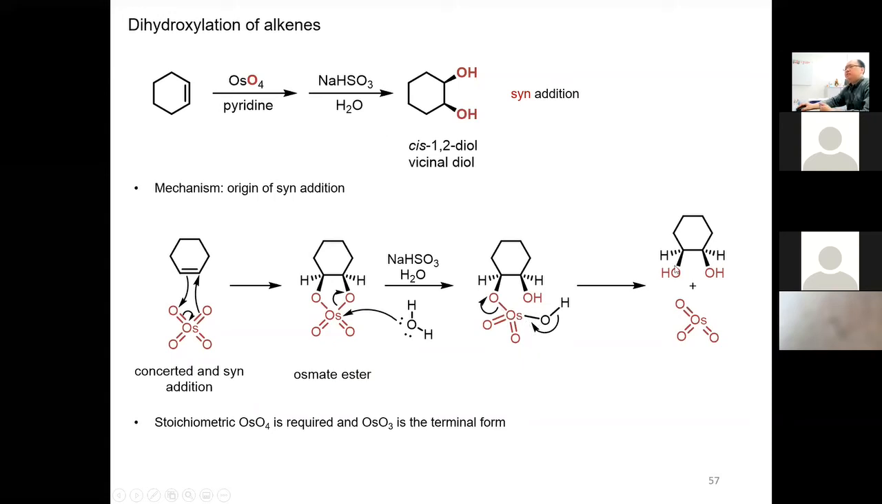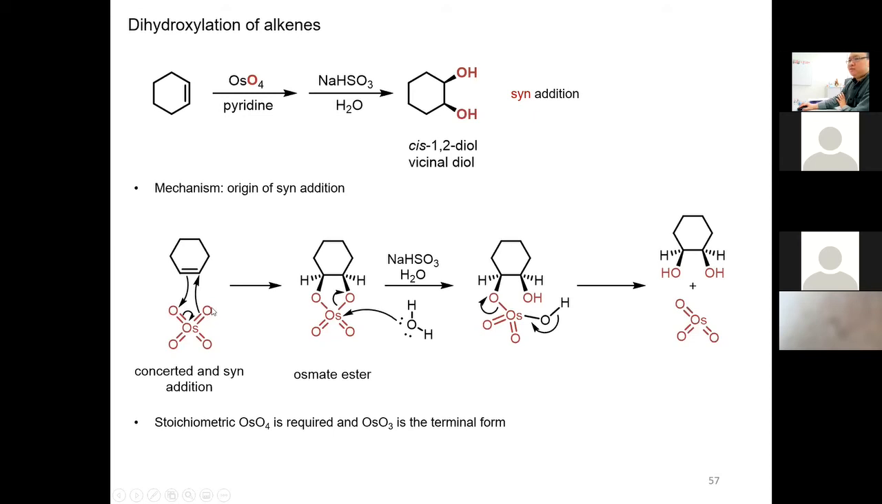So the overall process is that the olefin is dihydroxylated in a syn addition, because this is concerted and it can only happen together on one side of the olefin. It's one step, two bonds formed, syn. Understandable, right? And the net result is also that the osmium originally bonded to 4 oxygens in a double bond pattern is now bonded only to 3 oxygen atoms, and each of them is still a double bond.